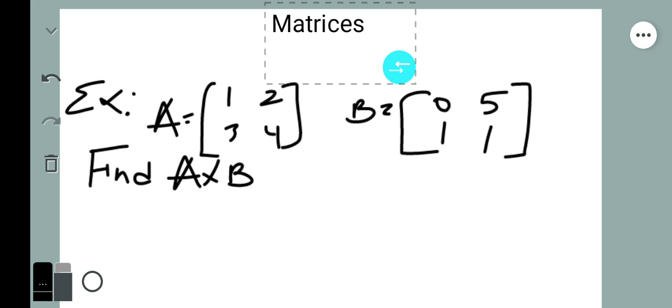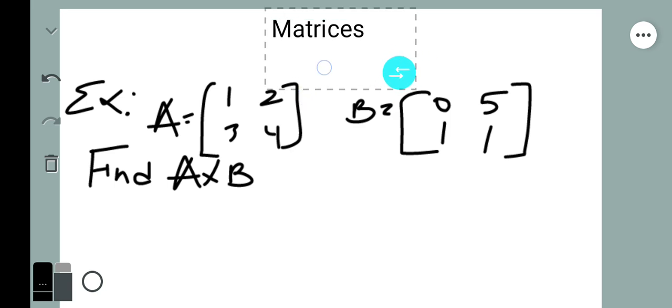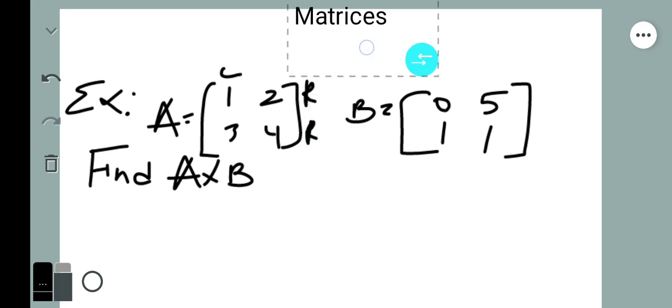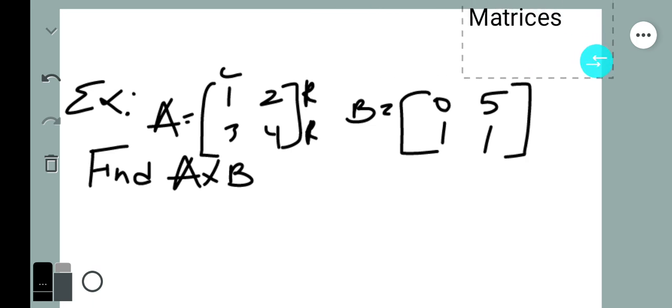So how do we multiply this together? Very simple, this is how we go about it. We have what we call rows, and we also have what we call columns. This is a row, this is also a row, and these are the columns. This is also a column.